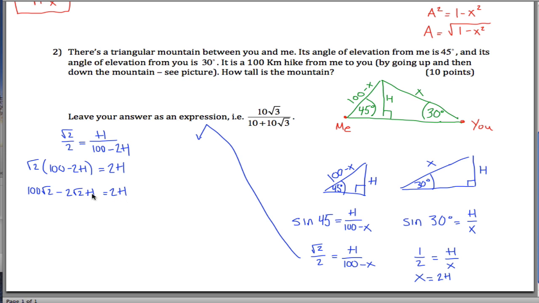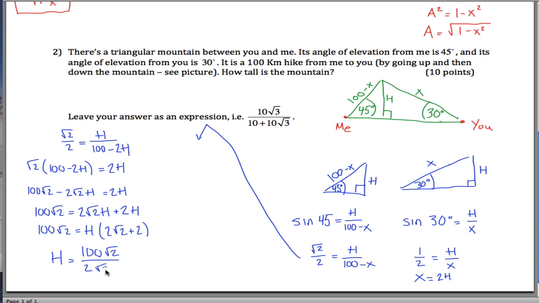So to solve for h, I want to get all the h's together on one side of the equation. That gives me 100 root 2 is equal to 2 root 2 h plus 2h. What I did is I added 2 root 2 h to both sides. And then if you factor out an h from the terms on the right-hand side, you're left with 2 root 2 plus 2. So if I divide both sides by 2 root 2 plus 2, I get 100 root 2 divided by 2 root 2 plus 2. Something like this.